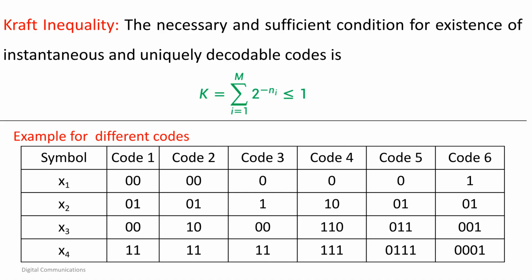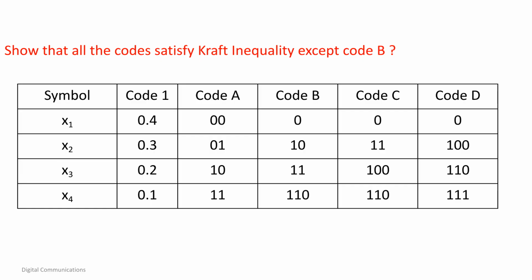Kraft's inequality gives the necessary and sufficient condition for the existence of instantaneous and uniquely decodable codes. The summation of 2 to the power of negative code word length must be less than or equal to 1. We can apply this to different example codes. Consider the problem: show that all codes satisfy Kraft inequality except code B. This table provides the symbols, probabilities, and different code assignments to analyze the condition.